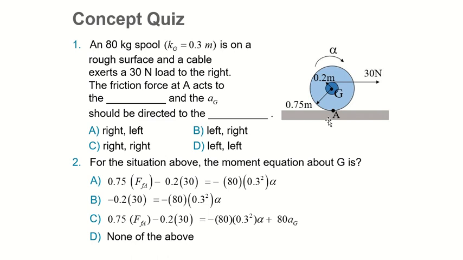And the AG, your acceleration at G, should be directed to where. The force is pulling in this direction, so of course everything is going to go in that direction. Therefore the friction force at A acts to the right and the acceleration should also be directed to the right. So C is right.